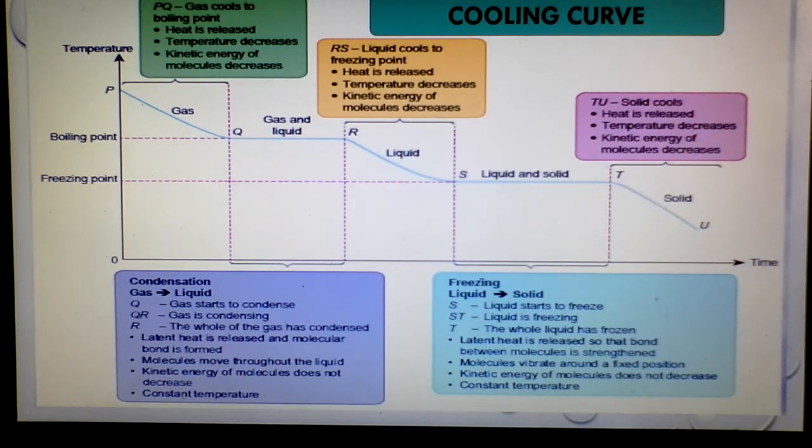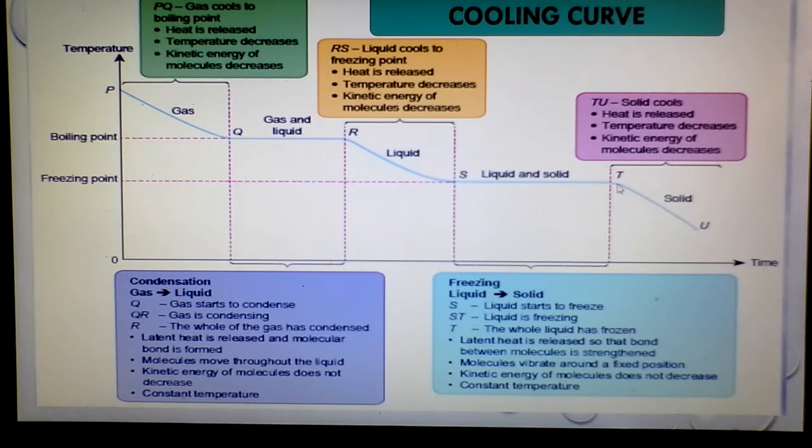Okay, so S and T is the freezing point, meaning the liquid starts to freeze to become solid. So ST here, the liquid is freezing, latent heat is released so that the bonds between molecules are strengthened, molecules vibrate around a fixed position, and the kinetic energy of molecules does not increase, so the temperature is constant. The amount of heat released here, we call it latent heat of fusion.